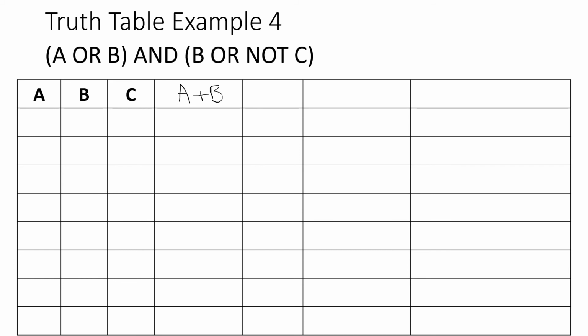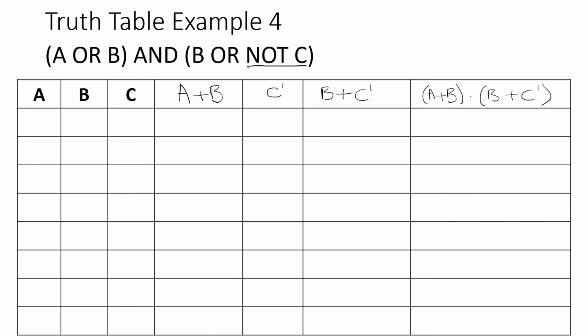In the second bracket, we've first got to work out the not C on its own. So I'm going to put C dash there, and then we'll be able to work out the whole of the second bracket, which is B or not C. And then right at the end, we'll work out A or B, which we'll have in that fourth column, and B or not C, like that.